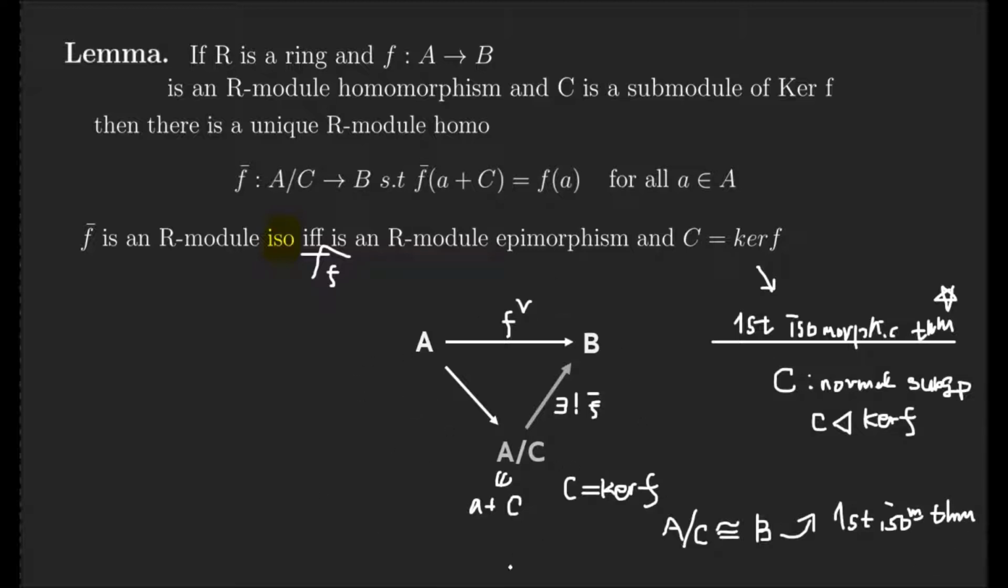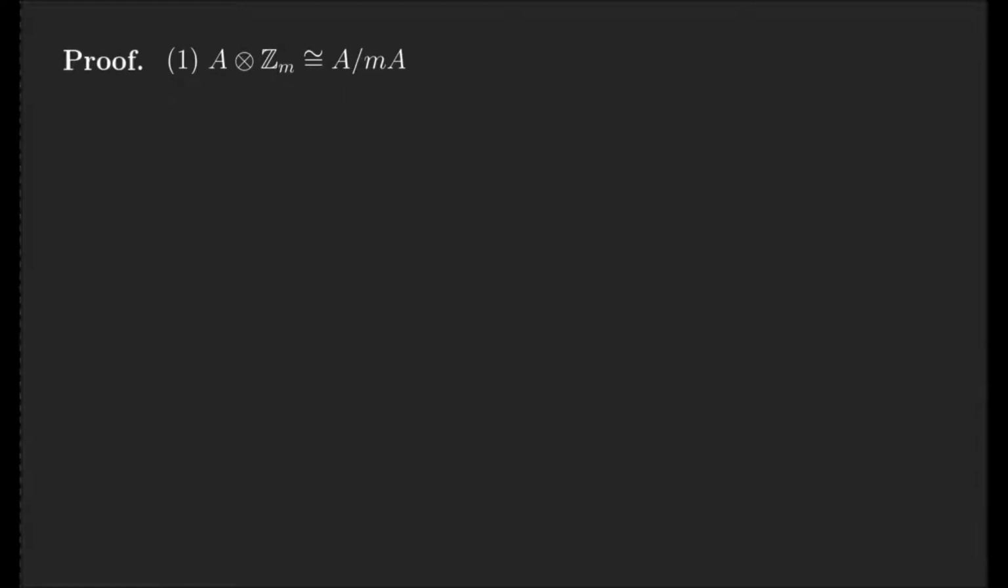And using this, the diagram. Let's prove statement 1 using the lemma. To prove this, we can construct a homomorphism map, for example from A to A tensor product GM. How do we construct this map? This is A goes to A tensor product GM.